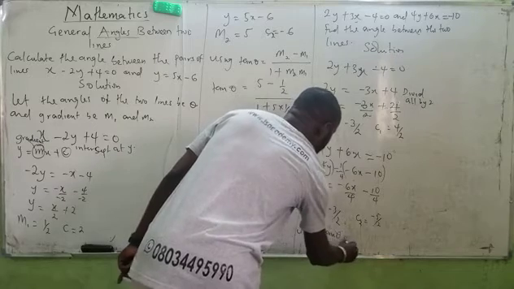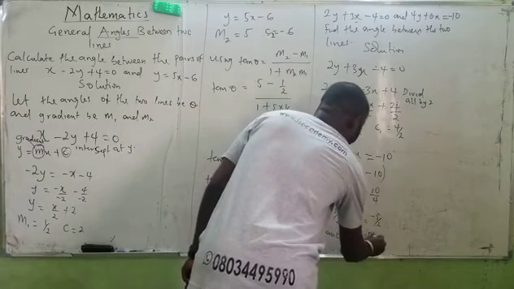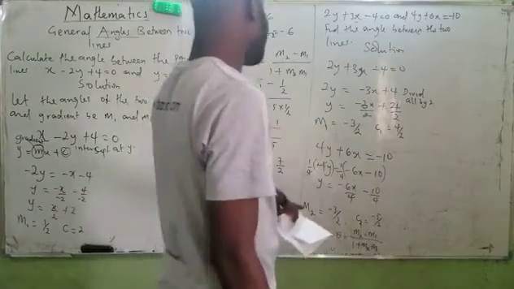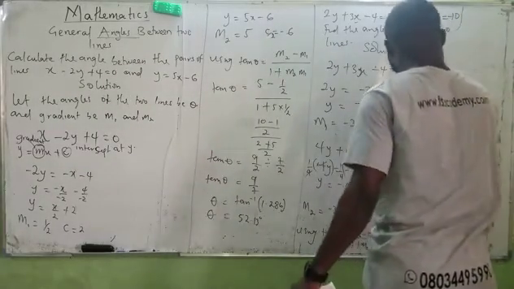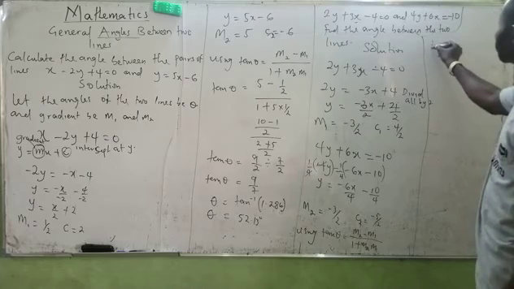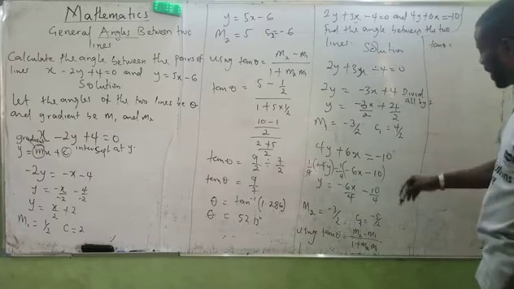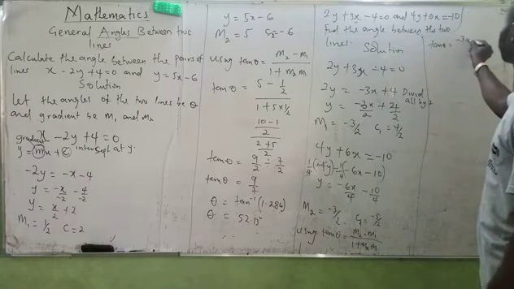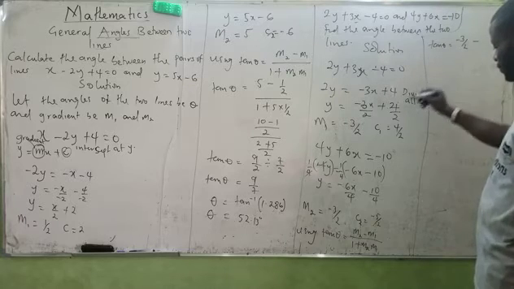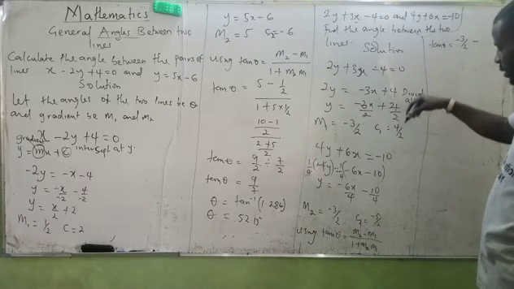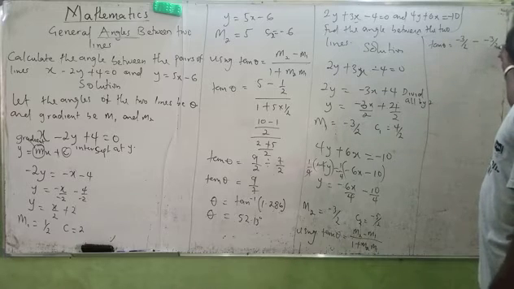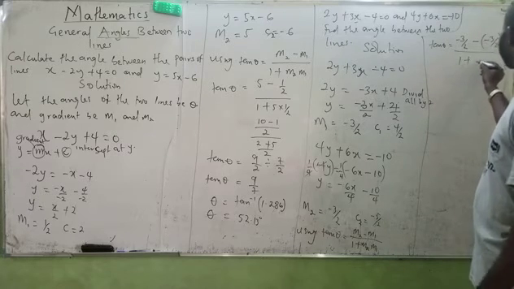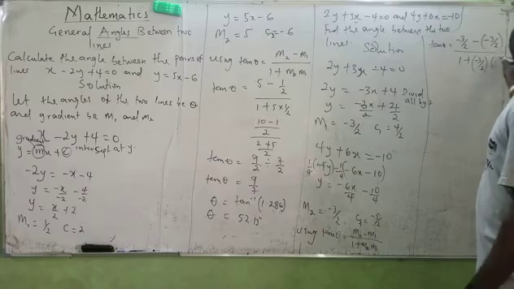Now I can now go to, using tan theta equals to what? M2 minus M1 divided by 1 plus M2 M1. Now, what is my M1? Permit me to use this side because of the space. Now, it means my tan theta will be equals to, this is my M2, minus 3 all over 2, minus my M1, which is minus 3 all over 2, divides 1 plus minus 3 all over 2, minus 3 all over 2.